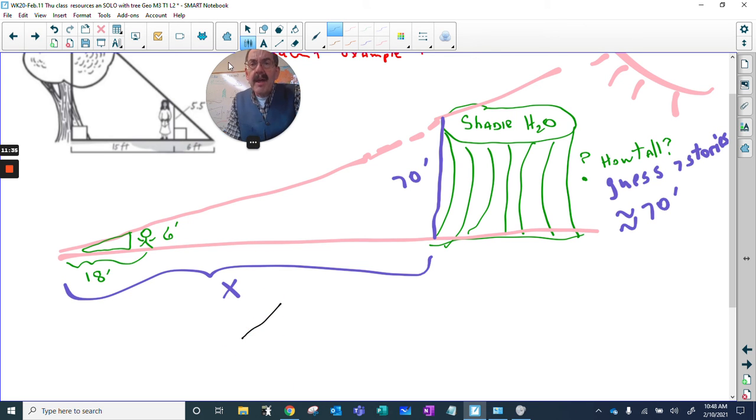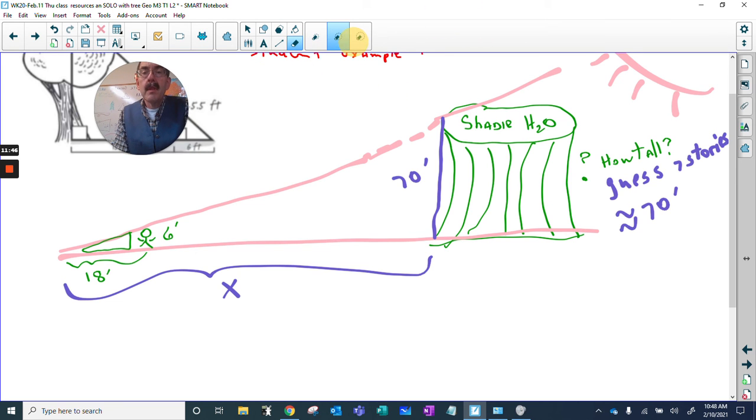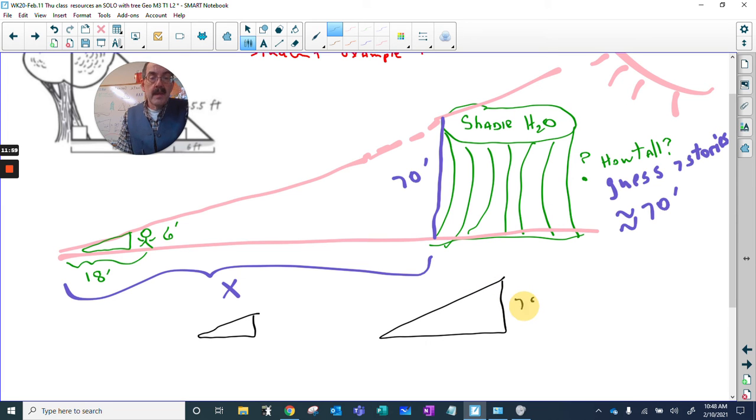Bad triangle. Little, big, 70, 6, 18, X. Side, angle, side. We are trying to create similar triangles.